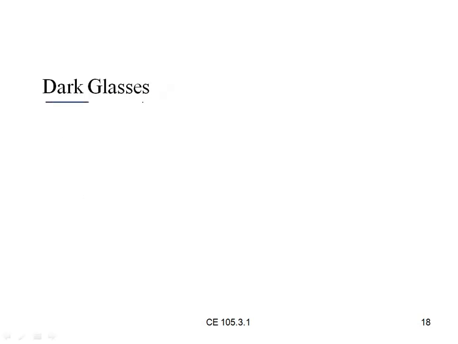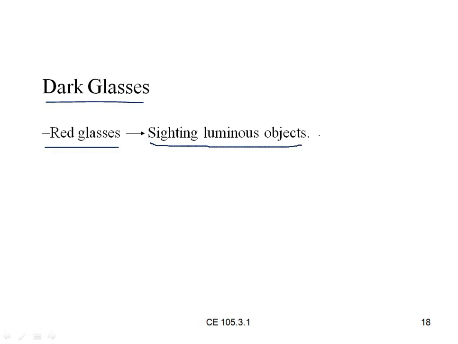And next is dark glasses. So why are these dark glasses provided? That is, red glasses for sighting luminous objects. So what do you mean by luminous? The objects which we cannot see with our naked eye in dark conditions or in reflector conditions, that is called luminous objects. And objects which are far away cannot be seen directly with our naked eye. So by keeping the red glass, we can see those luminous objects.